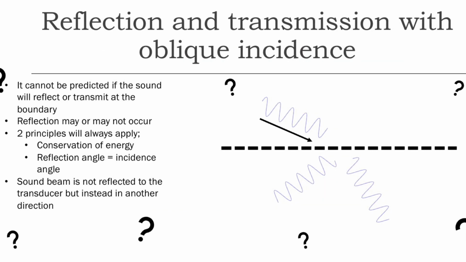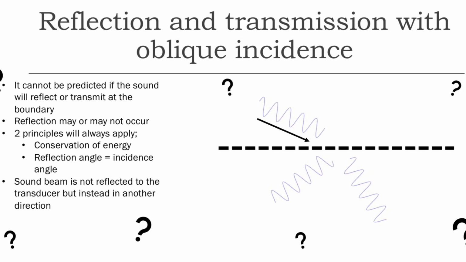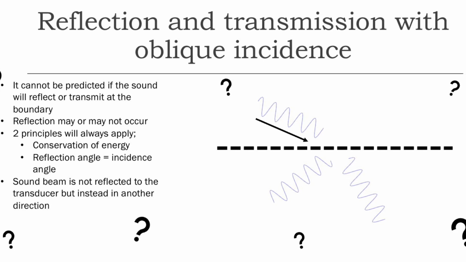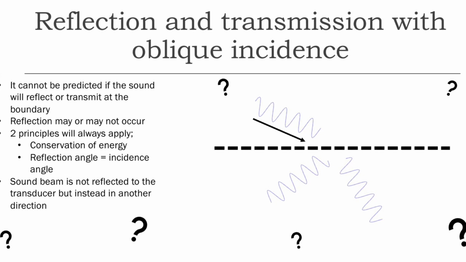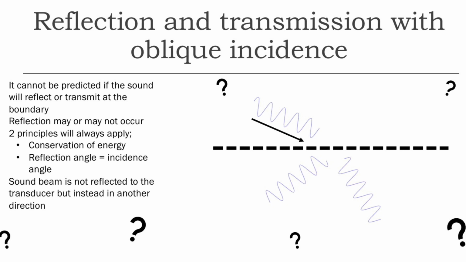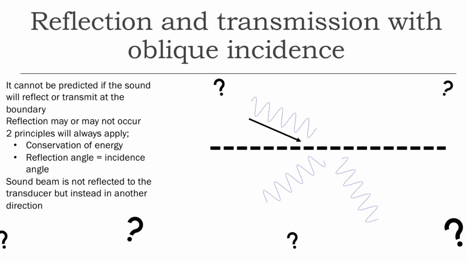As previously mentioned, oblique incidence occurs when the incident sound beam strikes the boundary at any angle other than 90 degrees. With oblique incidence, we cannot predict whether sound will reflect or transmit after striking a boundary. Oblique incidence does not follow the same rules as normal incidence does.